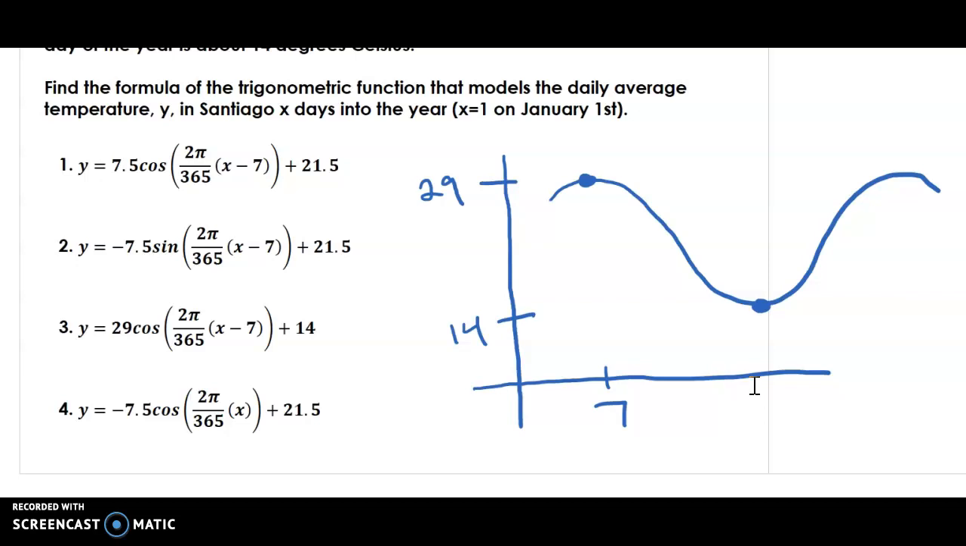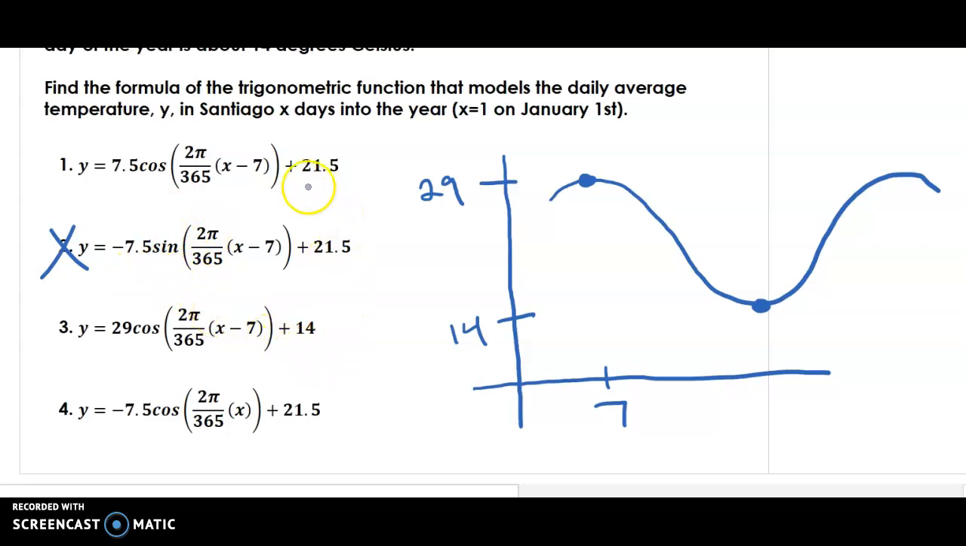First, one of the things that I notice is that this function looks like a cosine function, right? We were given a max value and a min value. There's no way we could somehow come up with a sine function to represent this. It just doesn't make sense. And so I'm going to cross out option 2 because that is a sine function.